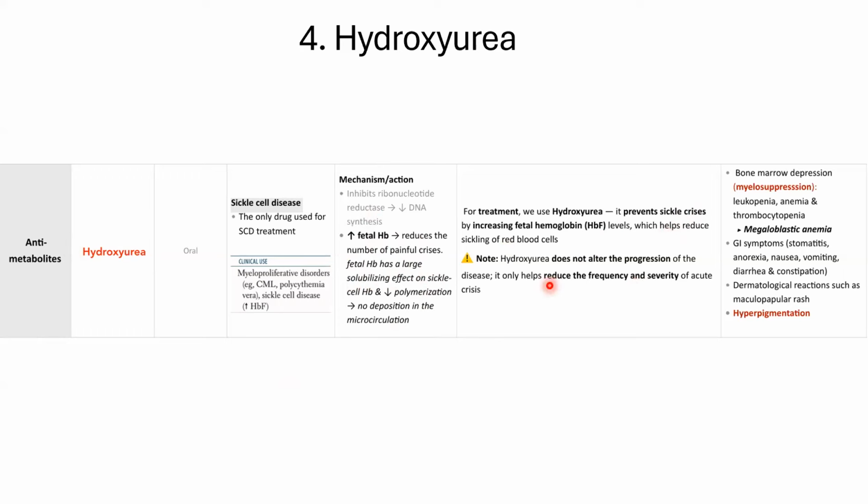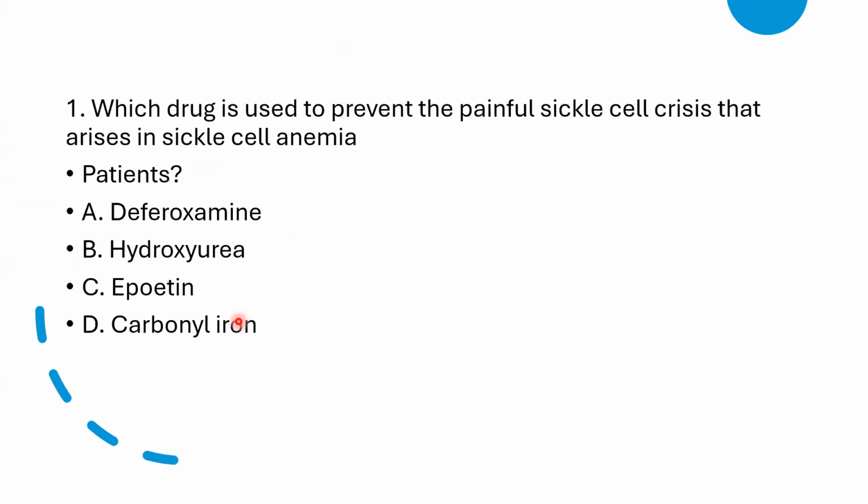So as we said, it does not alter the progression. All it does is reduce the frequency and severity of the crisis. Now, myelosuppression is a no-brainer, because it works on the DNA, the underlying mechanism. However, remember that it causes hyperpigmentation. How do you remember that? It has urea, and urea is what gives the color in urine, right? So just remember that this causes hyperpigmentation.